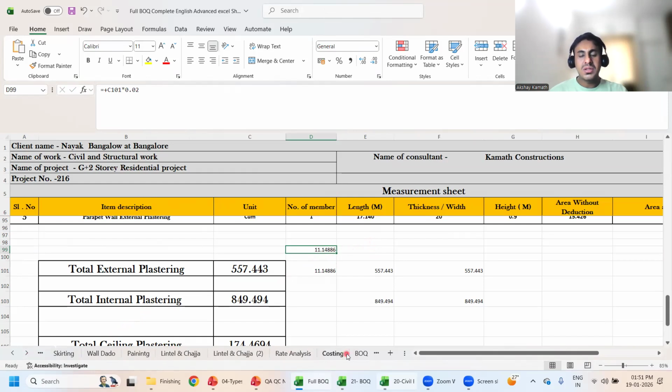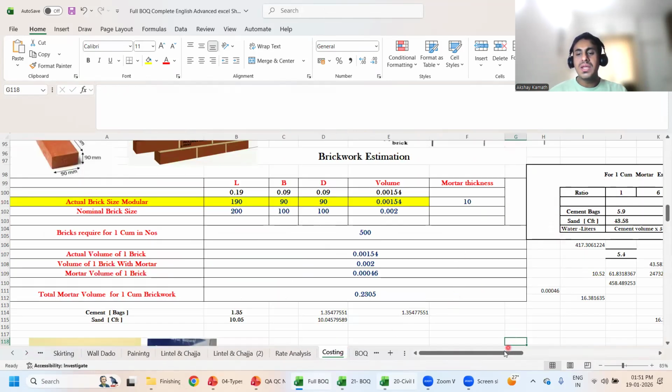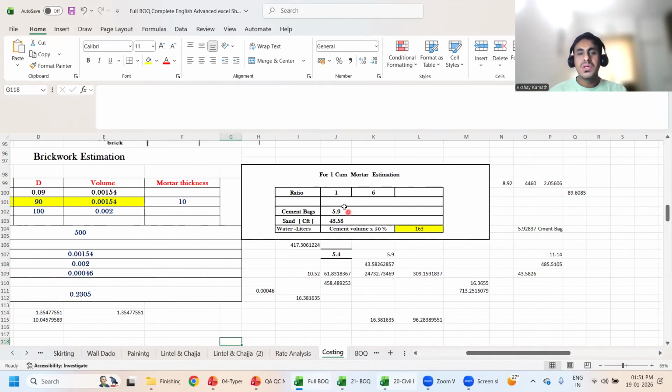So I'll go to this particular sheet, that is the costing sheet. Here I have already done all the Excel sheets. So here we already know if I'm using 1:6 ratio, it's the external plastering, I'll go with 1:4 ratio. If I'm going with 1:4 ratio, I require 8.2 bags of cement, I require 40.68 CFT of sand, and I require 163 liters of water.